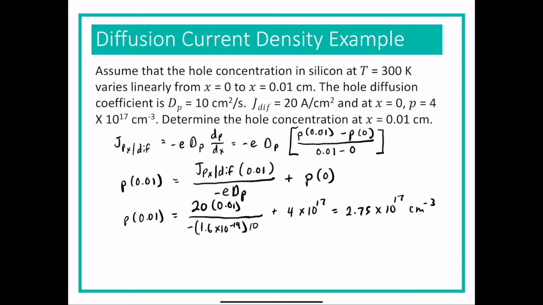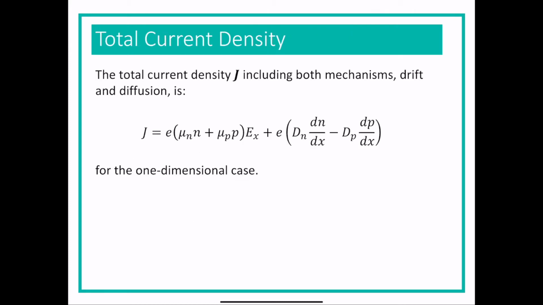But that's really all you got to do with diffusion current. You just have to know kind of the function that describes it, and it will be linear. And then you just basically plug it into whatever you have. Now, the total current density, since we talked about drift current and we talked about diffusion current, the total current density is all of this stuff added together. And that is in one dimension. So that is only in the x direction. If we actually wanted to take this into 3 dimensions, we could.